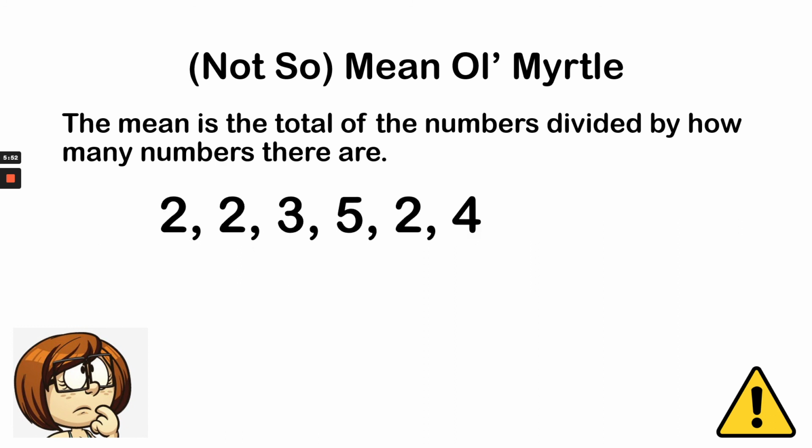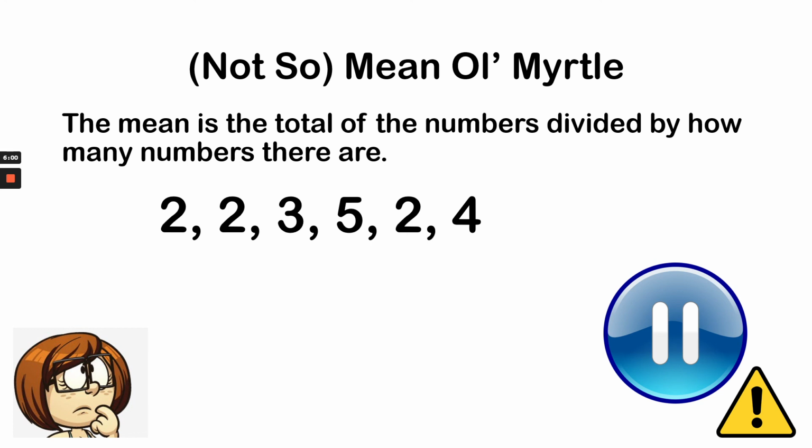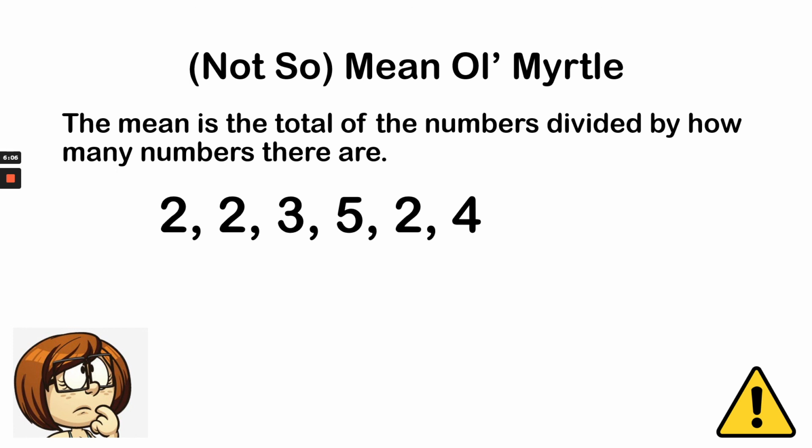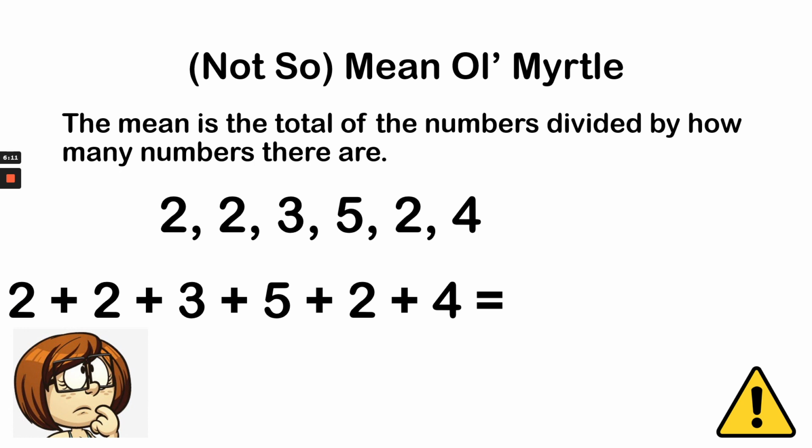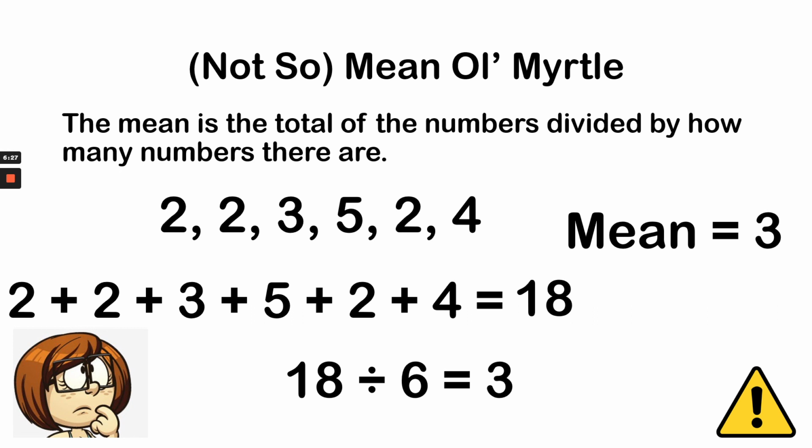So let's have a look at mean in action. I've got 6 numbers here and I would like to find the mean. Pause your video and have a go. Okay, let's see how we're getting on. We're going to add these 6 numbers together. They total 18. To find the mean, I now need to divide that number by how many numbers I added together. 18 divided by the 6 numbers I added together equals 3. 3 is the mean for these numbers.